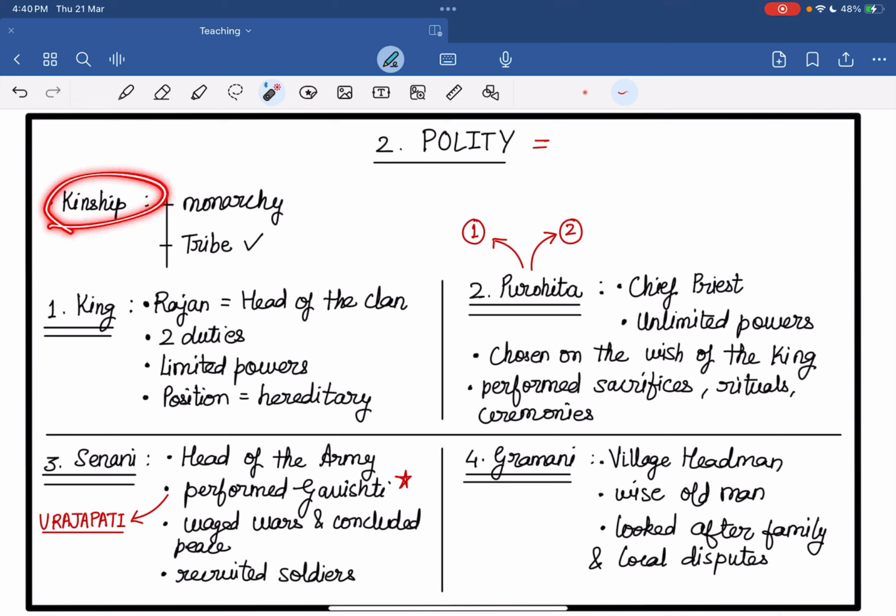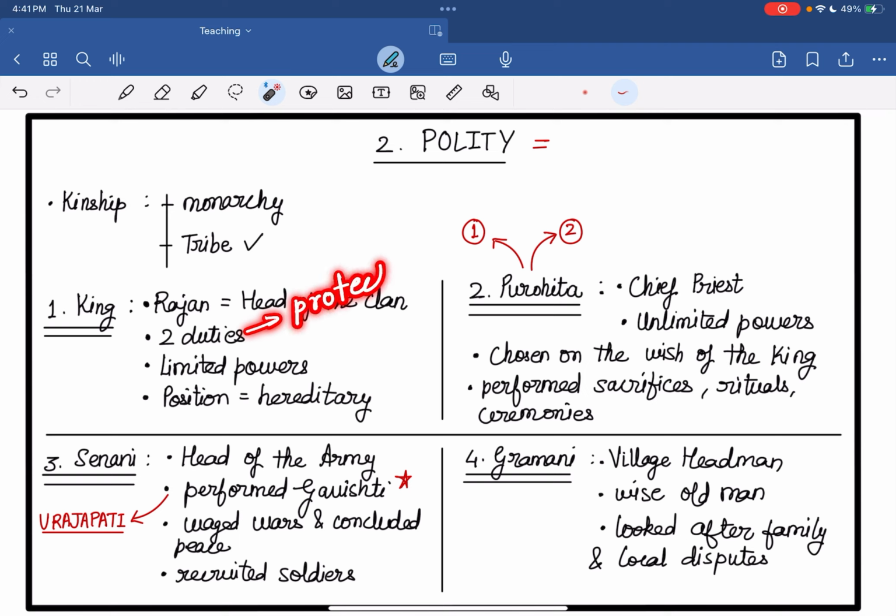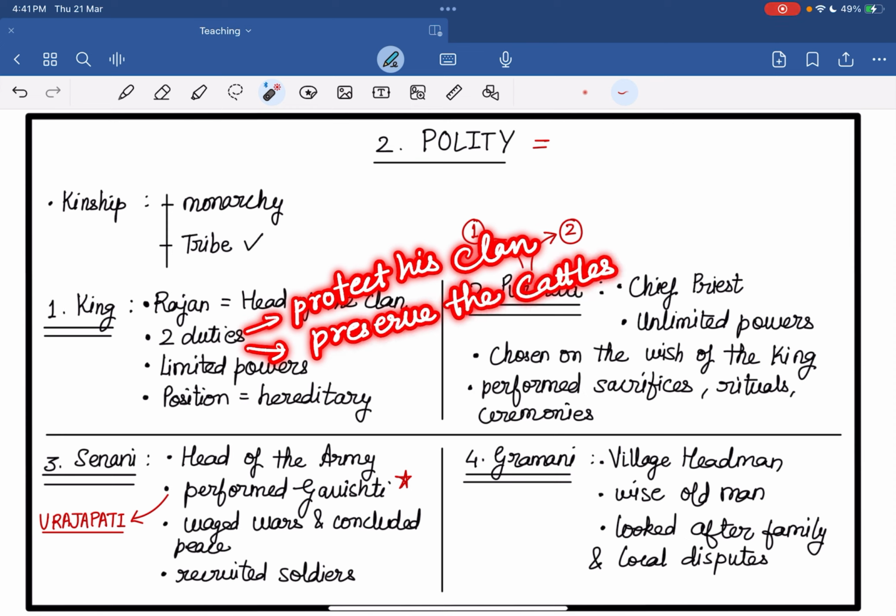We say that kinship was practiced. What is the difference between kinship and kingship? We'll understand. There were 4 major key players when we talk about the polity of the EVP. The first one happens to be the king. The king was called Rajan, who was the head of the clan. Now Rajan had 2 duties. One was to protect his clan, and the other was to preserve the cattle. You remember that the Aryans were a pastoral community, and cattle for them was sacred. So the Rajan had 2 duties, which are to protect his clan and preserve the cattle.